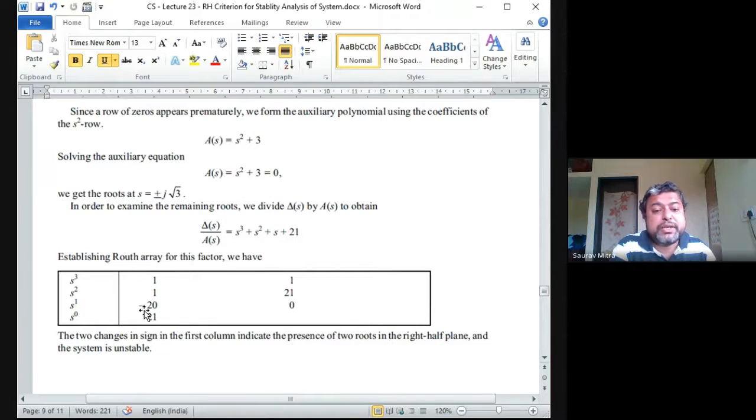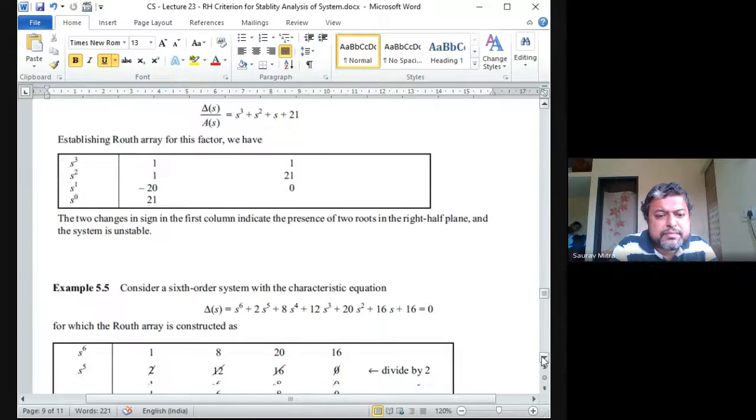Okay, so what we have substituted is minus 20 and 0. Where did this come from? So s cube plus s square plus s plus 21. In order to examine the remaining roots, what we are doing is dividing by it. They have made it a bit complex. Okay, so they have made it complex.